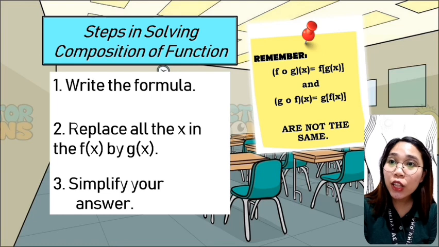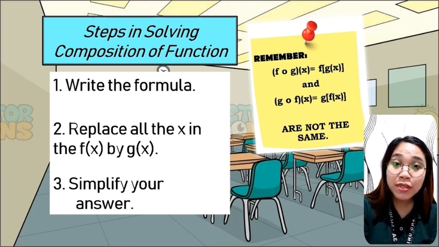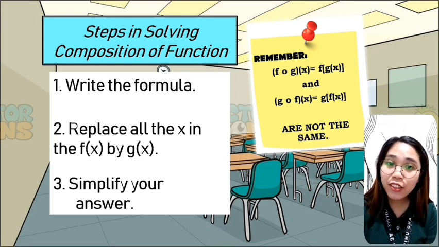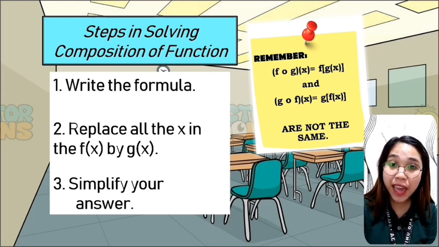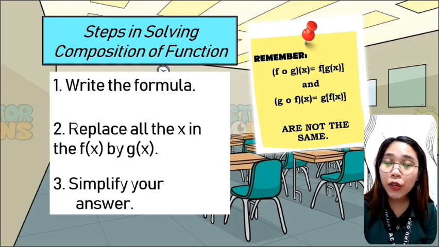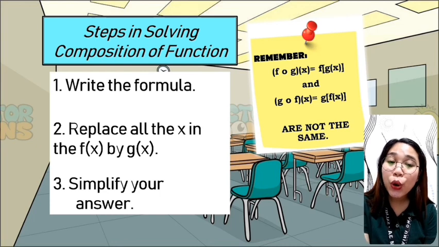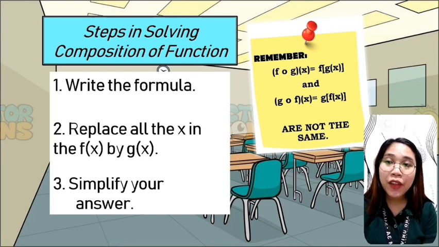Why? Take a look at the first given. What letter comes first? It's f, right? It represents f of x, also known as the outside function. The outside function is where we replace all the x's. The inside function, or g of x, the second letter in here, is what we substitute. While on the second one, the outside function is g of x and the inside function is f of x.